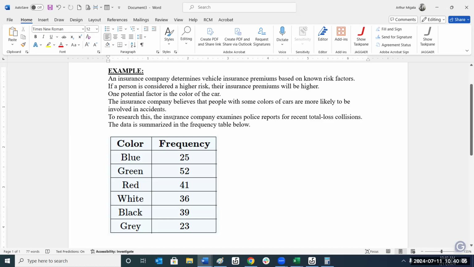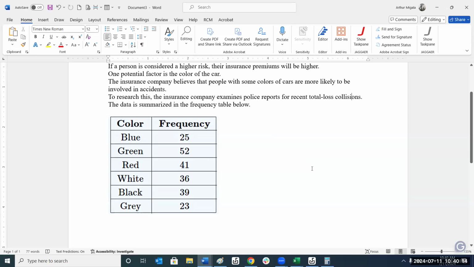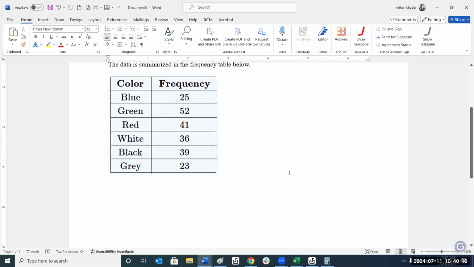So to research this, the insurance company examined police reports for recent total loss collisions. Here's the data. The color blue, there's 25. Color green, 52. Color red's 41. Color white, 36. Black, 39. 23. So are we right about our hypothesis? We said that red is the most frequently occurring. According to this, it's green.